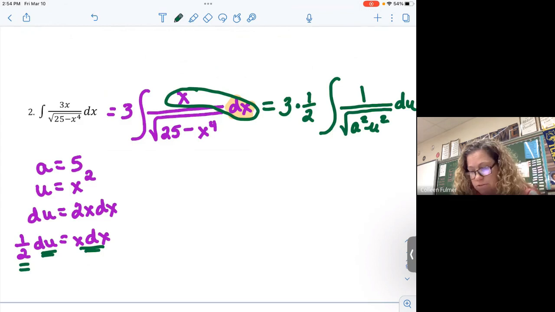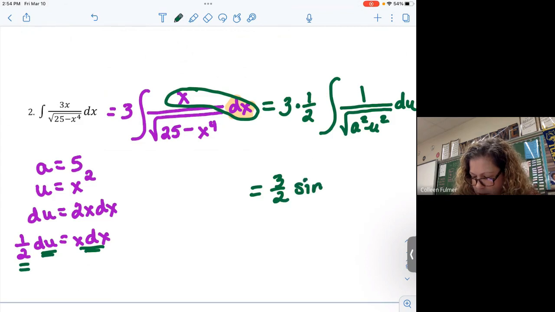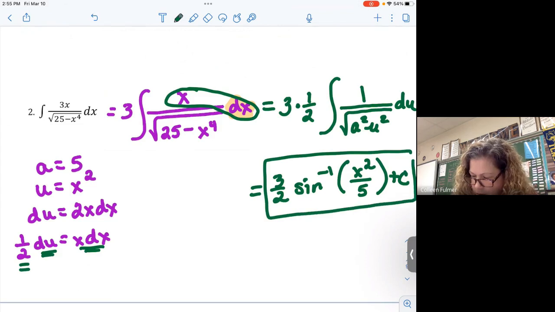And now it fits the inverse sine template. So on the outside, 3 times a half is 3 halves, inverse sine of u divided by a. U is x squared. A is 5 plus c. And that is the answer to that integral.